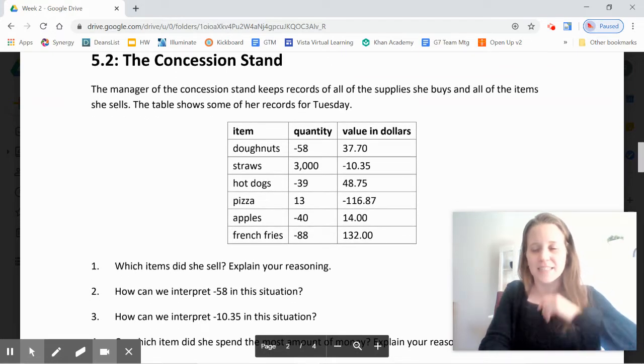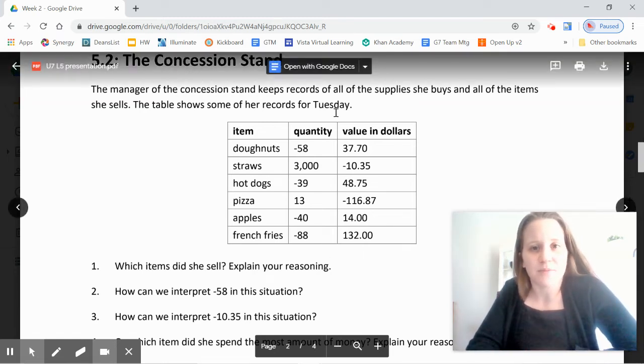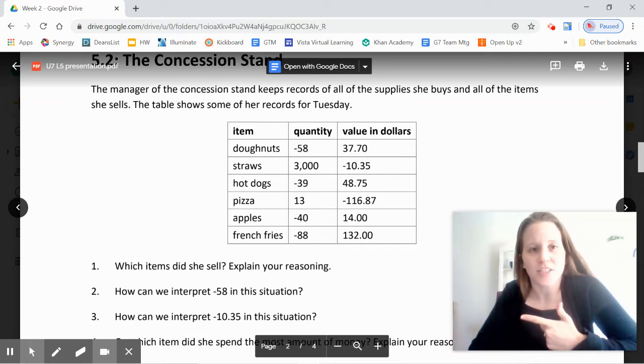Still about money, different context a little bit. Let's try this one. It says the concession stand. The manager of the concession stand keeps records of all the supplies she buys and all of the items she sells. Okay, so she at a concession stand is buying things and selling things. That's good to know since we're talking about negative and positive.